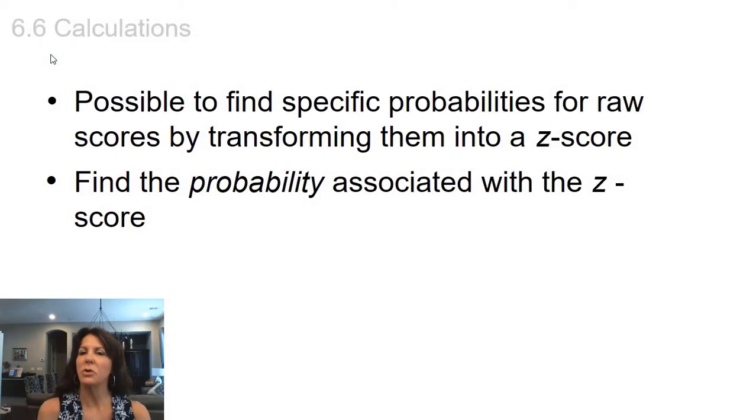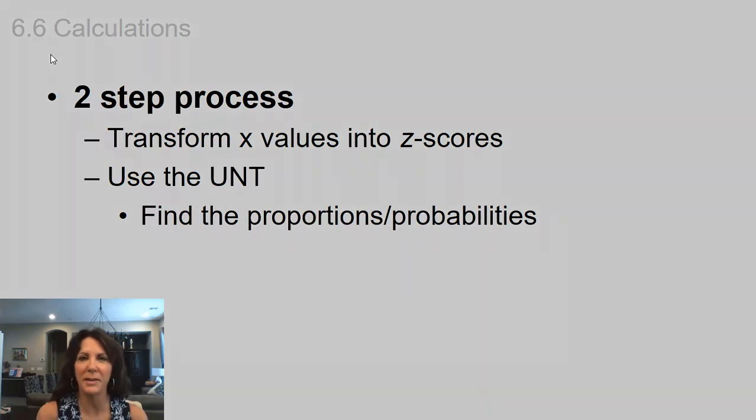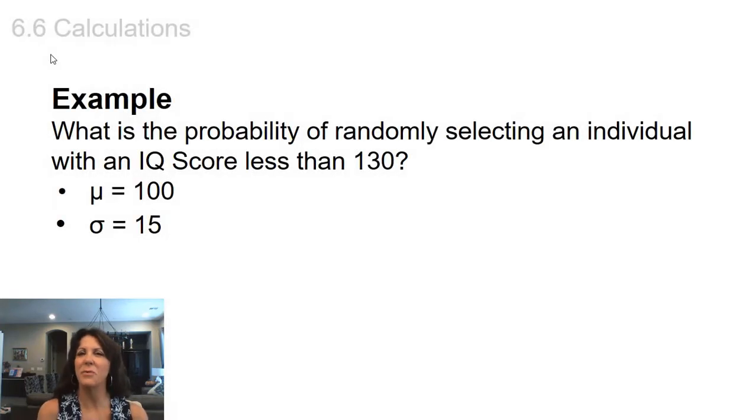If you look at your unit normal table, it doesn't say anything about raw scores. It only talks about z-scores, so we need to make that transformation first. And it is possible to find specific probabilities for raw scores by transforming them into those z-scores. We're going to find the probability associated with a certain z-score. This is a two-step process. First thing we have to do, transform our scores into z-scores, and then use the unit normal table to find those proportions and probabilities. Let's start with an example.